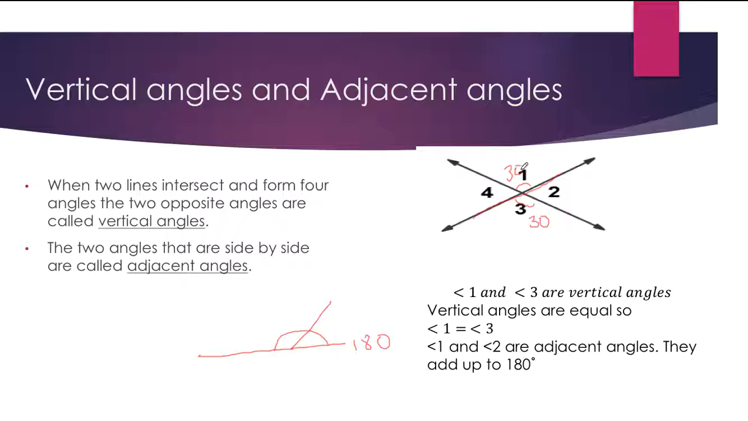So if this angle right here is 30, how much does this angle here have to be? Well, 180 minus 30 gives you 150. So therefore this angle is 150. And if I know this is 150, then this is also going to be 150. Okay? So angle 2 and angle 4 are vertical angles. Angle 1 and angle 3 are vertical angles. And then we have what you call adjacent angles, which means they're side by side, like angle 1 and angle 2, and they add up to give you 180 degrees.